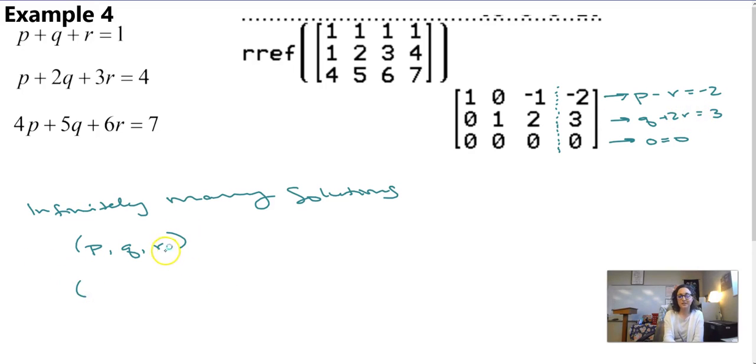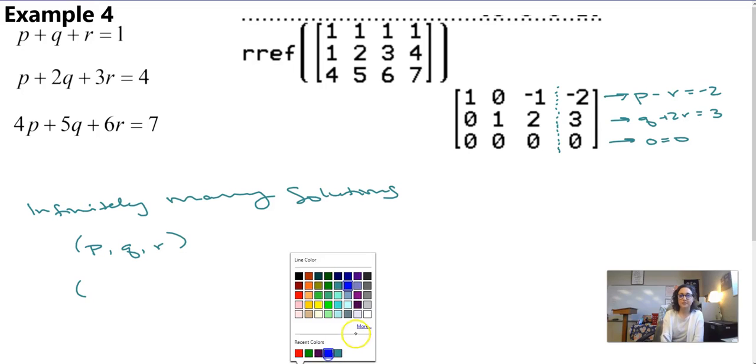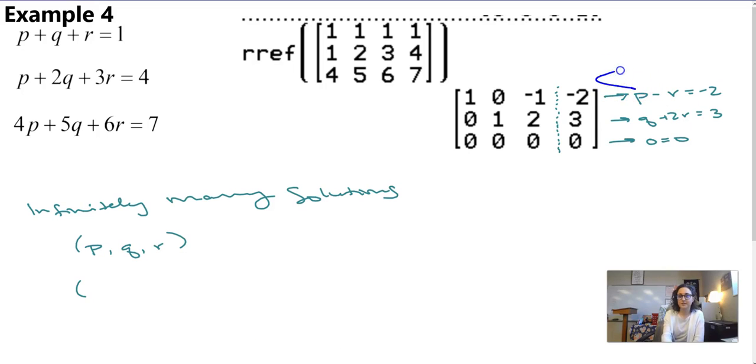So what I'm going to do is keep R as R, and then I want to solve for P and Q in terms of R. Here's what I mean. Take that top equation and solve for P for me. So that top equation, if I get P by itself, P is equal to R minus 2, right? So for P, I'm going to have that as R minus 2.